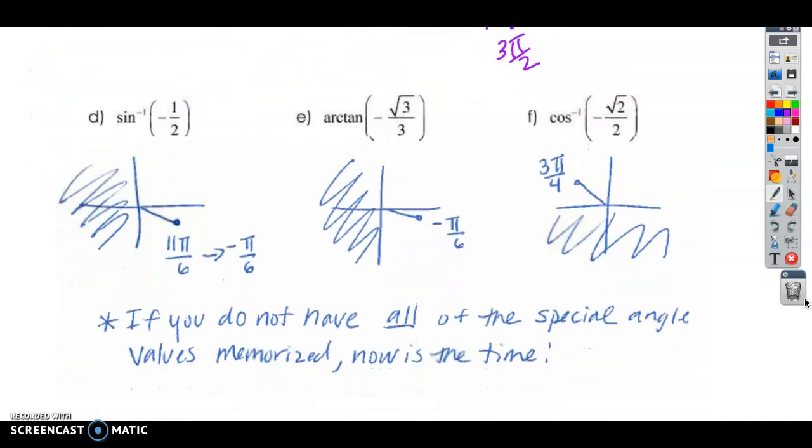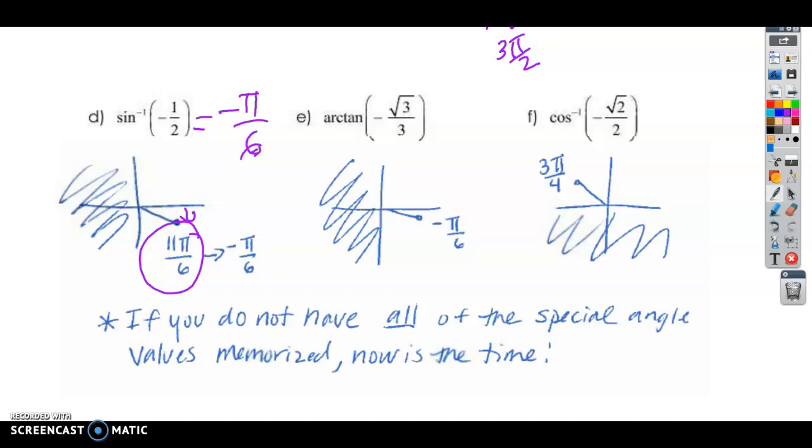All right, so we start with the inverse sine. We restrict our range. We say, all right, this has to be a short angle. It's negative, so we're definitely in the fourth quadrant. That's going to be at 11 pi over 6, or you can think about it as negative pi over 6. We can't write this. That's not in our range. So the answer is negative pi over 6.